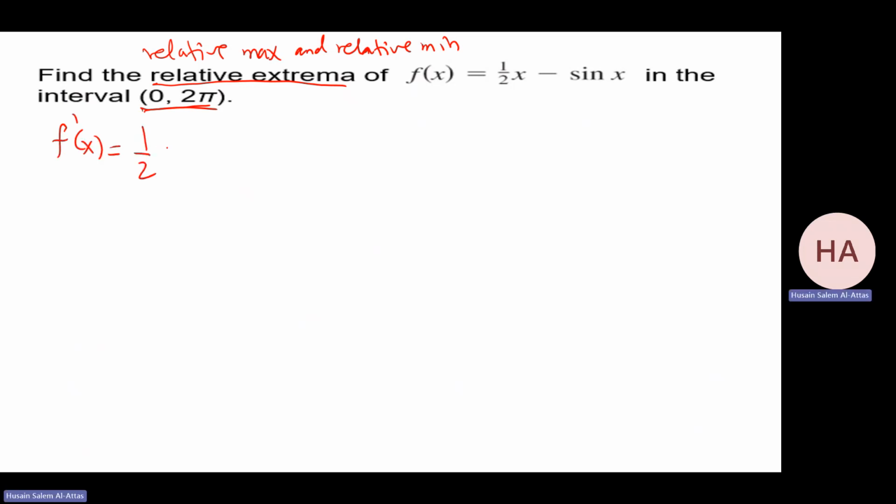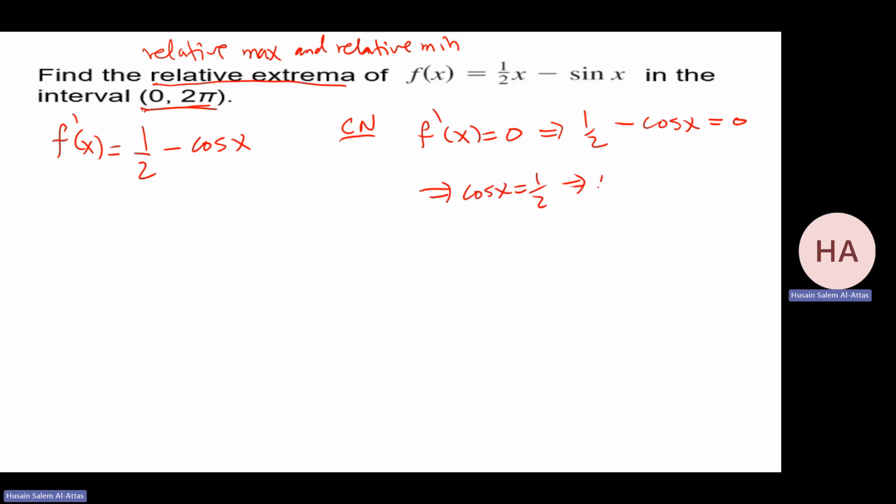That will be what? Half minus cosine x. So this is my f prime. We'll find the critical numbers. F prime equals 0. That means half minus cosine x equals 0. So that means cosine x equals half. That means x equals what? When it's equal to half, it's 60 degrees. And in the first and fourth quadrant, so it will be pi over 3 and 5 pi over 3. These are the values.